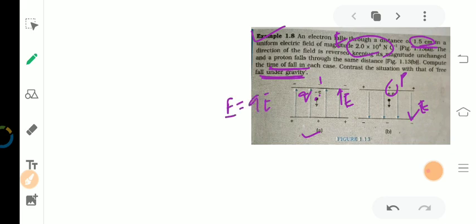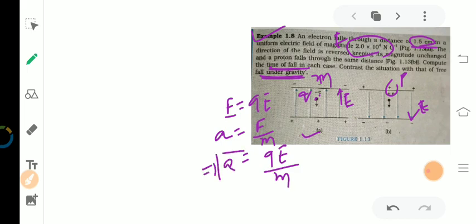If this is the force and this charged particle has some mass, suppose m, then what will be the acceleration of the charged particle? Obviously it is equal to F by m. So how much force? Q into E divided by m. So this is going to be the acceleration of the charged particle kept in an electric field.